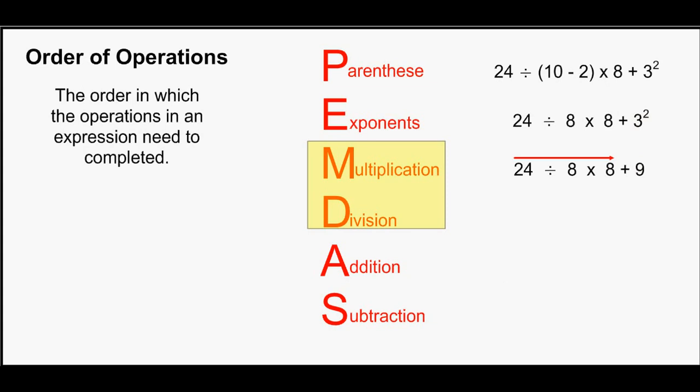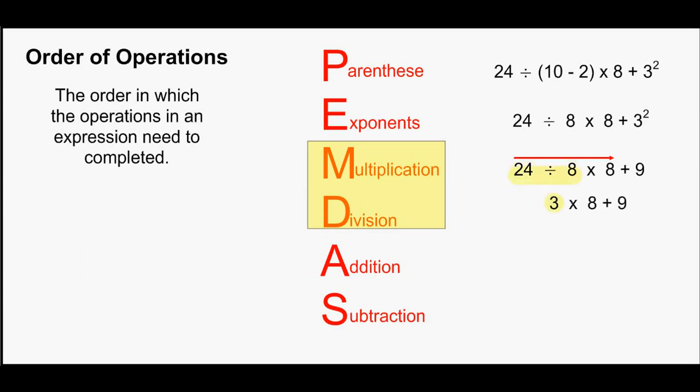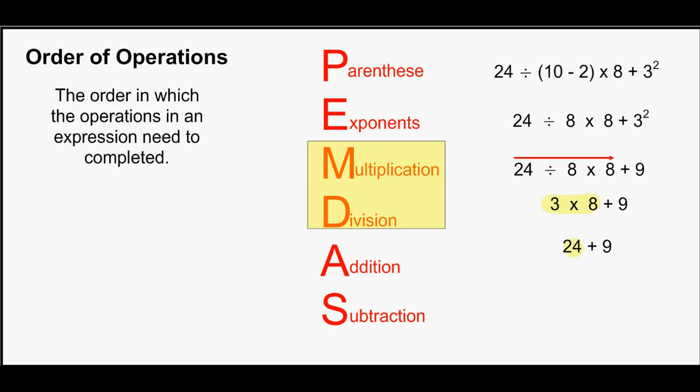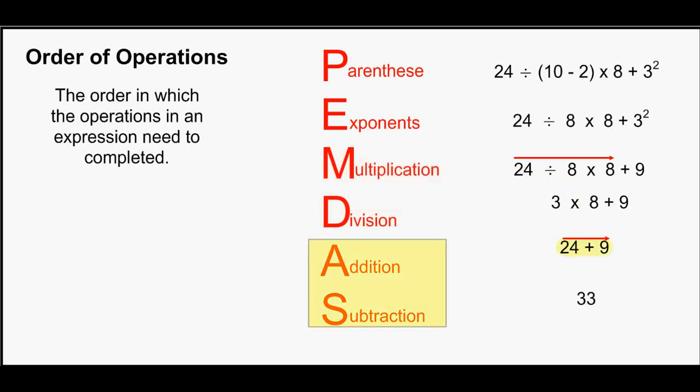Multiplication and division, as I stated earlier, are done in order from left to right as you read them. In this expression, 24 divided by 8 comes first, and then times 8. 24 divided by 8 is 3. 3 times 8 is 24. Our last step is our addition and subtraction. Again, we're going to read from left to right and do the operations in the order that we read them. In this expression, we have 24 plus 9, which gives us our final answer of 33.